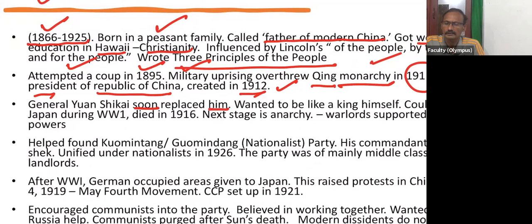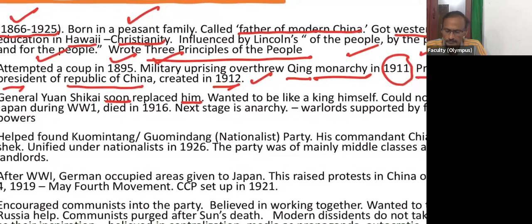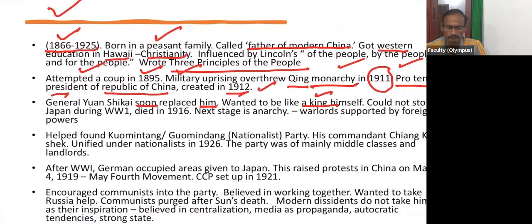This general, instead of respecting the parliamentary institutions and strengthening the creation of the republic, wanted to be like a king himself. And so soon Sun was out. So there was no democracy. But this man died in 1916.